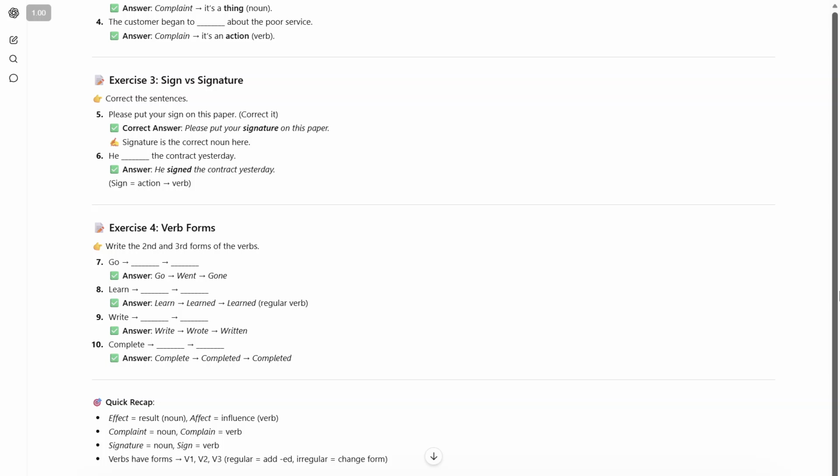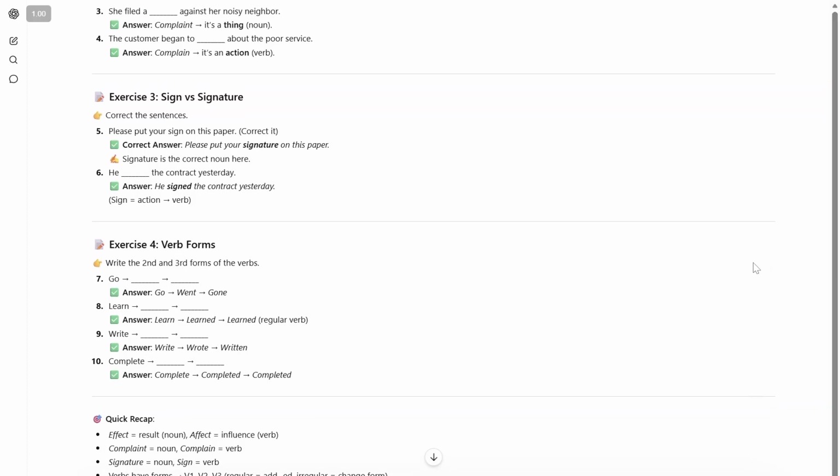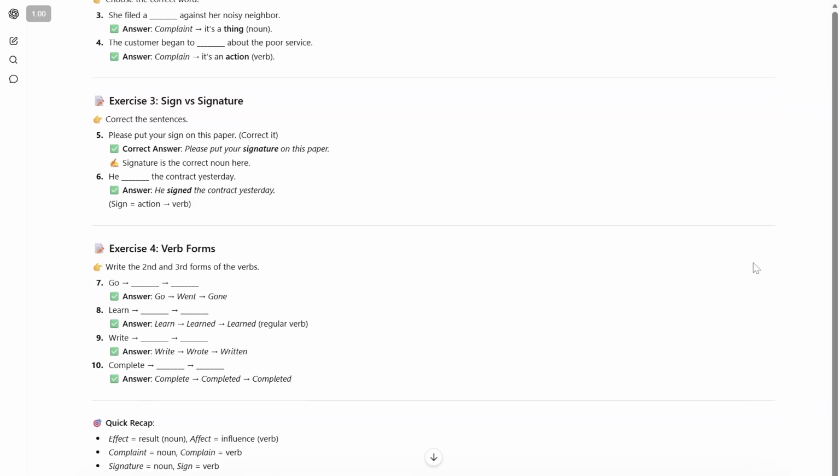Quick recap. Affect equals result, noun. Affect, influence, verb. Complaint equals noun. Complain equals verb. Signature equals noun. Sign equals verb. Verbs have forms: V1, V2, V3. Regular equals add -ed, irregular equals change form.